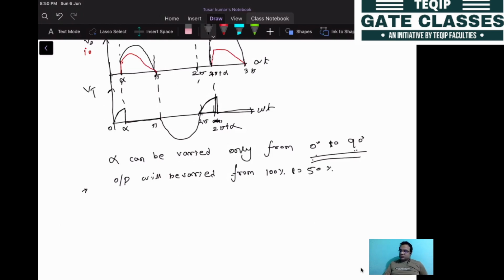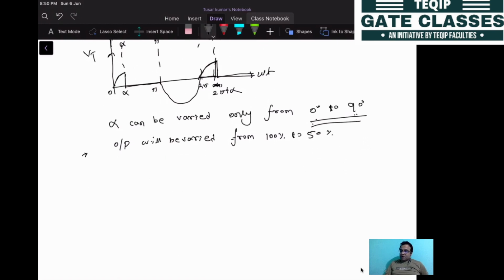Due to the drawbacks of this particular method, the next one we will be discussing is nothing but the RC firing circuit. So the RC firing circuit will continue in the next lecture.